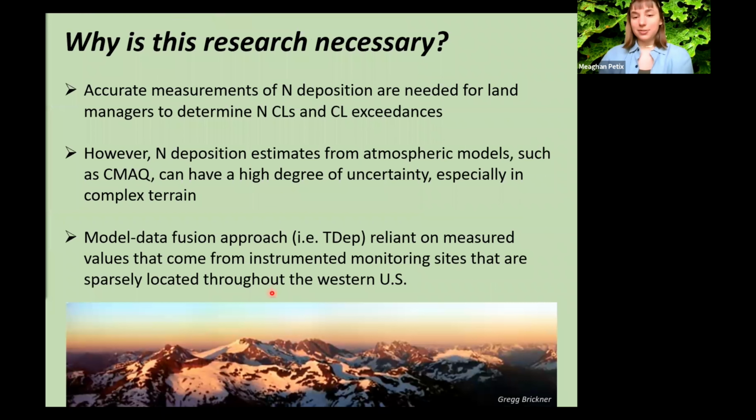So, why is my research necessary? As I discussed earlier, accurate measurements of nitrogen deposition are needed for land managers to determine nitrogen critical loads and critical load exceedances. However, nitrogen deposition estimates from atmospheric models, such as CMAQ, can have a high degree of uncertainty, especially in complex terrain. The model data fusion approach is still reliant on measured values that come from instrumented monitoring sites that are sparsely located throughout the Western US.